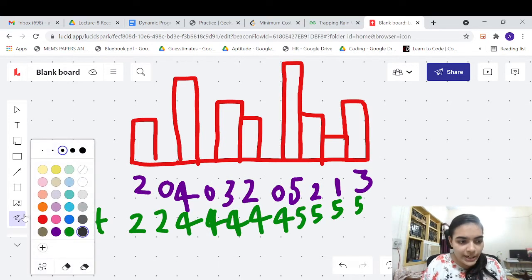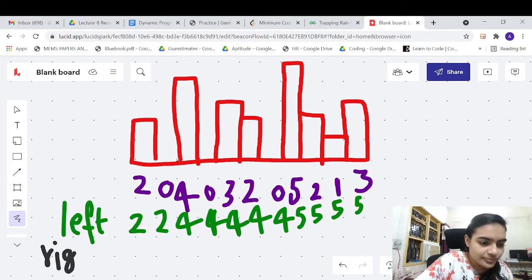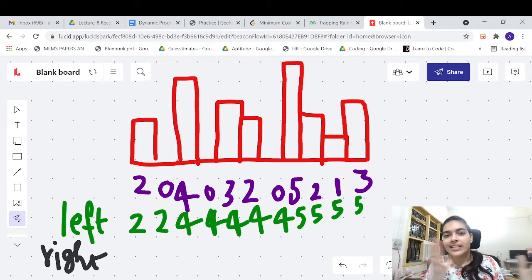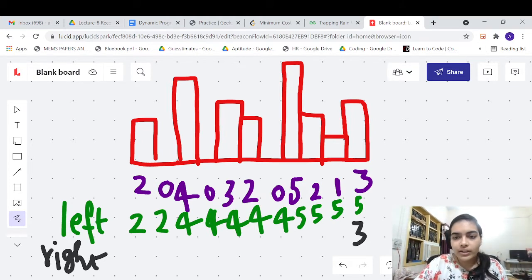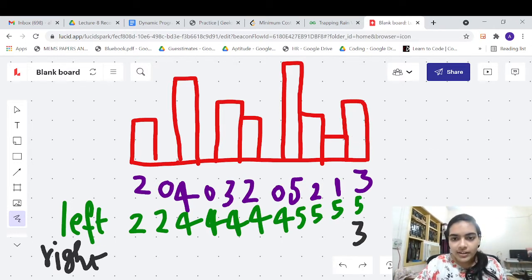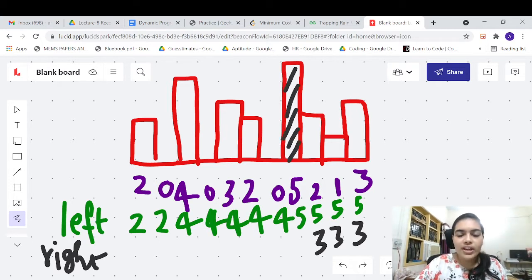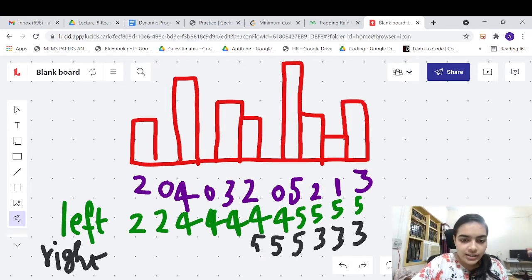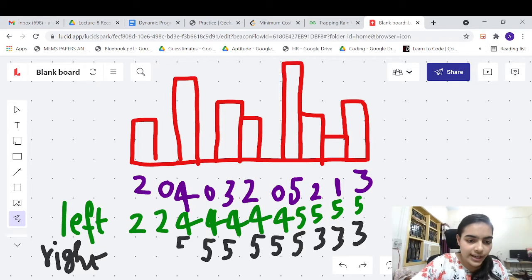Similarly we will build a right array and store the right maximum. From the right side you take the maximum and store it. Initially you see only the block 3. There are no elements to the right side, so 3 is the maximum. The next block is smaller than 3, so 3 is the maximum. The next block is also smaller than 3, so 3 is the maximum. But this block has height 5, and 5 is bigger than 3, so 5 will become the maximum. 3 was the maximum up till here. After this there is no block greater than 5, so 5 is the maximum.